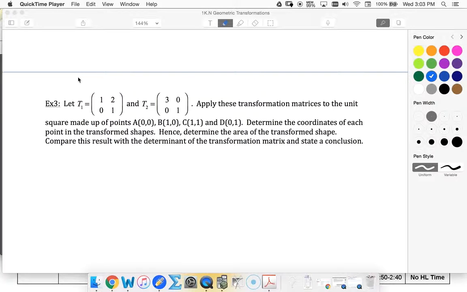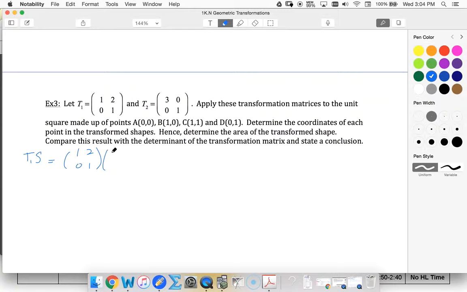All right, when we want to apply stretches and shears to multiple points, we can put all of those points into a matrix and then perform our matrix multiplication. So T1, this is a shear, and it's a shear parallel to the x-axis. So T1 times my square of points, 1, 2, 0, 1, and now I'm going to put all my points in, all the x's and y's. Of course, you could do this individually with each point, but much better to do a matrix.